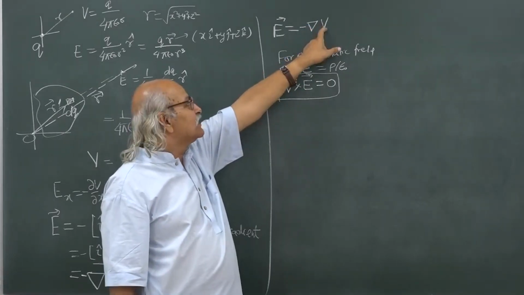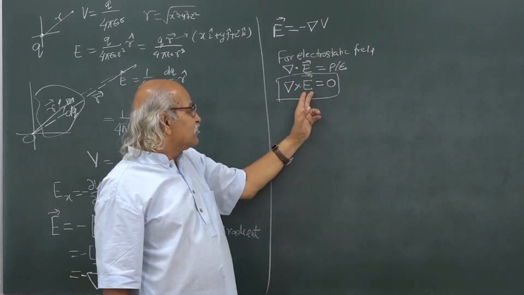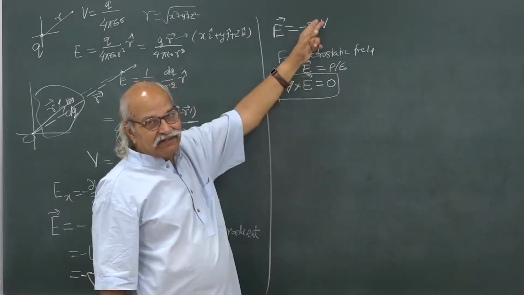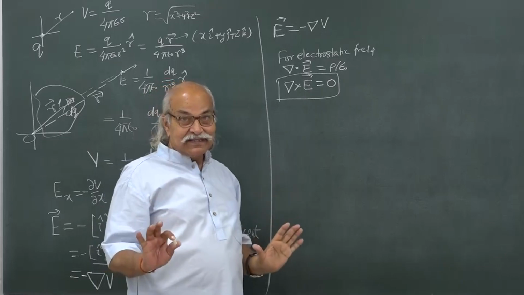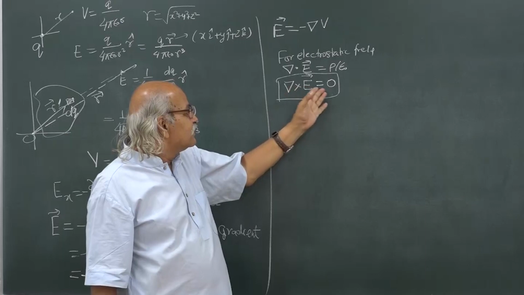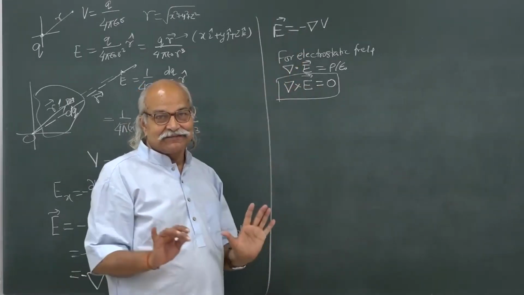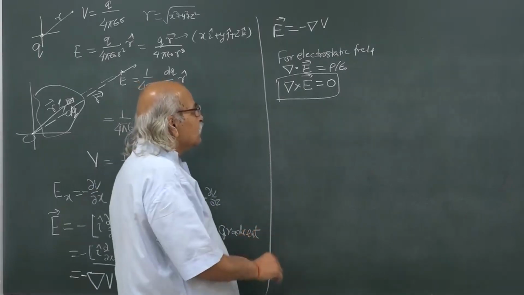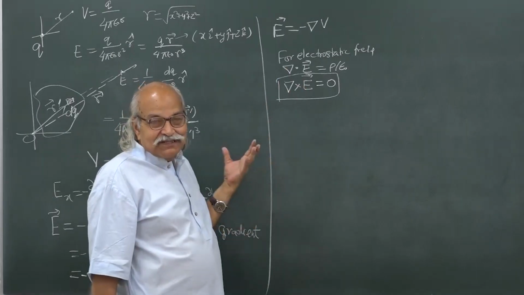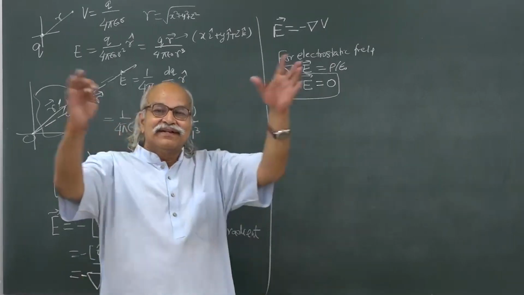So, gradient of a scalar function: if curl of a vector field is 0, then that vector field can always be written as a gradient of a scalar function. That is mathematically guaranteed. That is the way these operators, curl and gradient, are defined; this comes from simple mathematics.